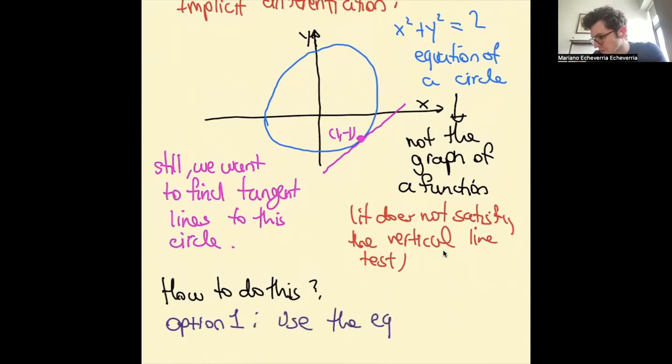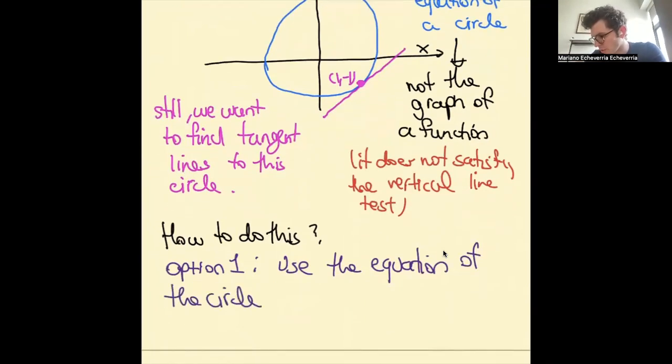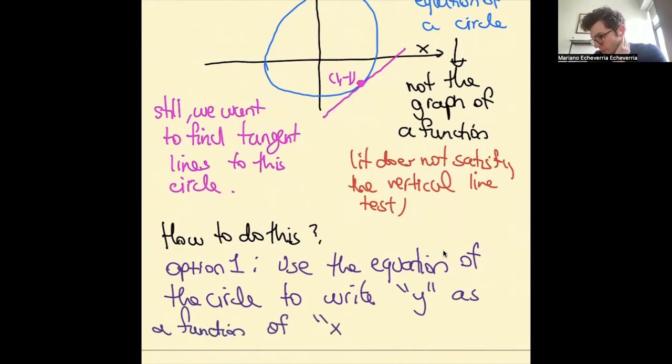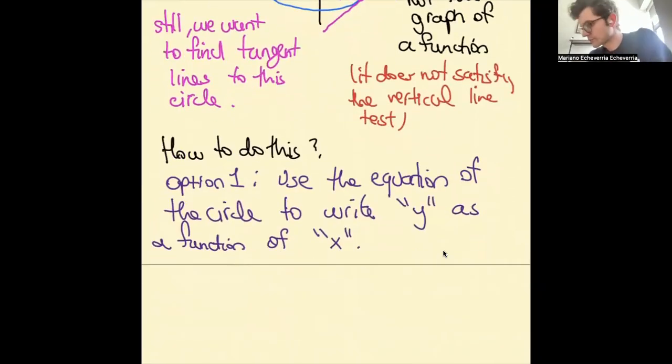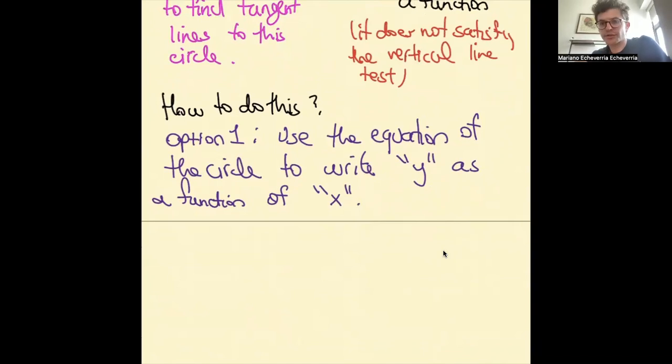Use the equation of the circle to write y as a function of x. So again, let's just try to think about that. So you have x squared plus y squared equals 2, right? And now we are trying to see to what extent it's possible to write y as a function of x. So the idea is to solve this equation for y.